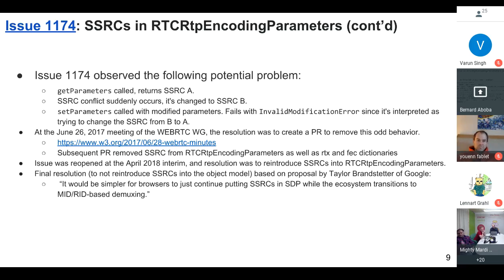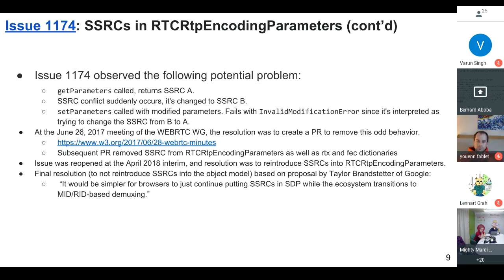So we met at the June 26th meeting of the WebRTC working group. The resolution was just to create a PR to remove this odd behavior, and that's minuted in the minutes. But a subsequent PR removed the SSRCs from the encoding parameters as well as the entire RTX and FEC dictionaries. So we didn't just fix this little odd behavior; the SSRCs were removed. And then it was noticed, hey, there are issues here with implementing this in terms of the impact on conferencing systems. And so the issue was reopened at the April 2018 interim. And at that point, the resolution was to reintroduce the SSRCs into the RTC RTP encoding parameters, bring them back.